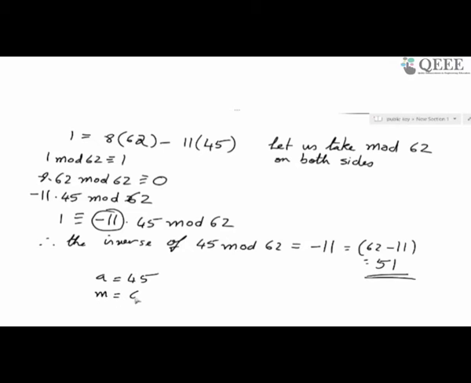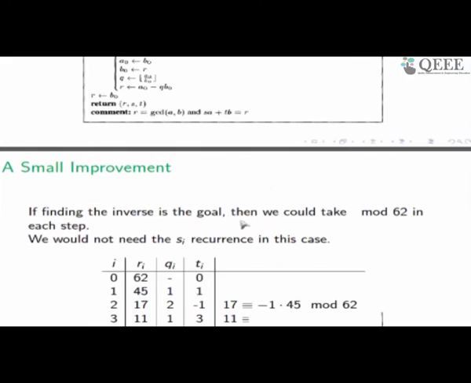So we can say that if A equal to 45, M equal to 62, then A inverse mod 62 is 51.